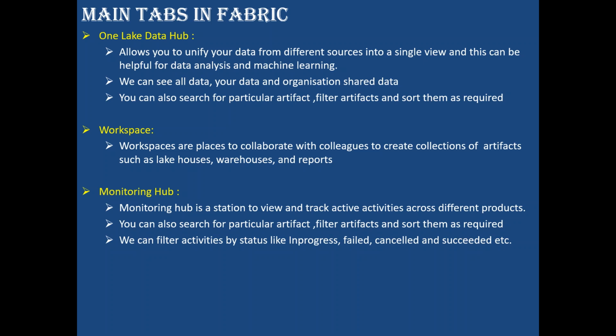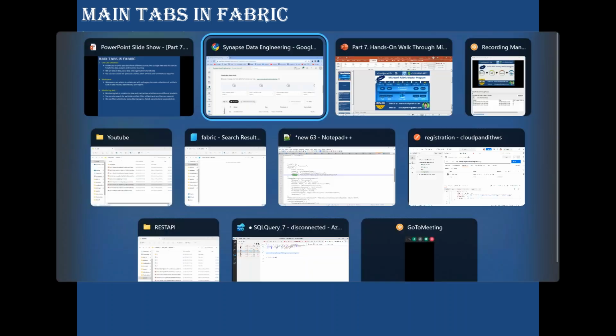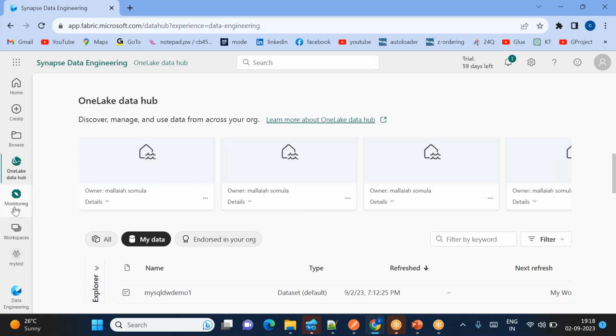We can filter activities by status like in progress, failed, cancelled, succeeded jobs. In the Monitor tab, we can filter by last 24 hours. We can say jobs which failed, jobs which succeeded, everything we can do in the Monitor tab. Let's go to the Monitor Hub.